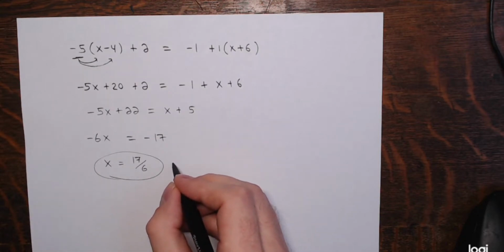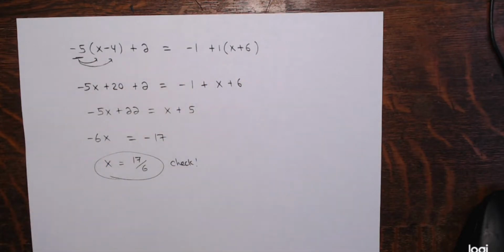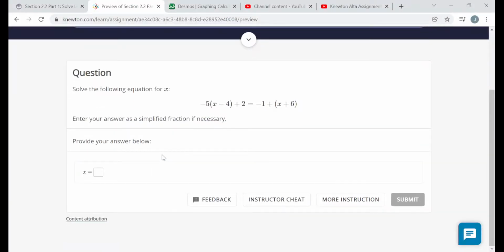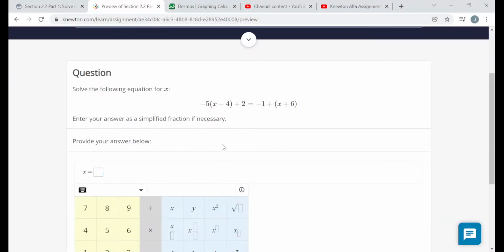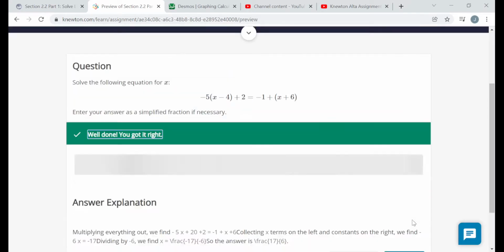And again, don't forget to check your answer back in the original equation. Replace x with 17/6 and see that the left side number is exactly the same as the right side number, but I'm good. I'll leave that to you. So back here, x equals 17/6. Great.